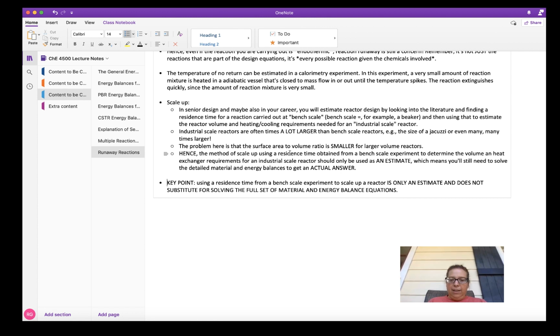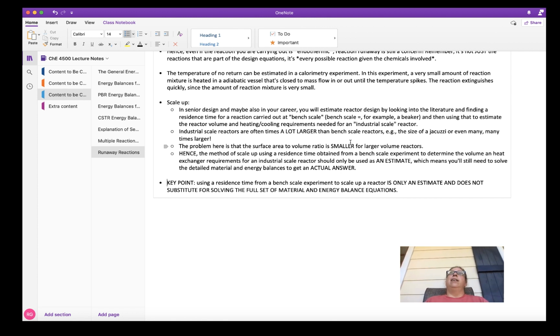A problem here is that the surface area to volume ratio of your bench scale reactor is a lot larger than it will be for your industrial scale reactor. So the scale-up process gives you an estimate, and in fact, it's useful as a first pass at what size reactor you're going to need, but it is insufficient and inadequate for your final answer. For your final answer, you need to go through and solve the detailed material and energy balance equations that take into account the difference in surface area to volume from the bench scale to the industrial scale reactor.